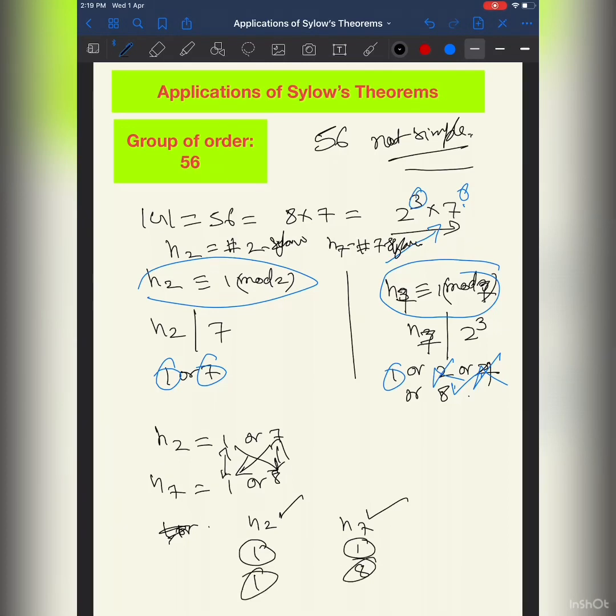Having n2 equal to 1 and n7 equal to 8 is also fine, because we are getting a unique Sylow subgroup here. And n2 equal to 7 with n7 equal to 1 is also fine, because we are getting a unique subgroup here. So in these 3 cases we are fine. But when n2 equals 7 and n7 equals 8, we are suffering. I claim that such a thing never happens. How?